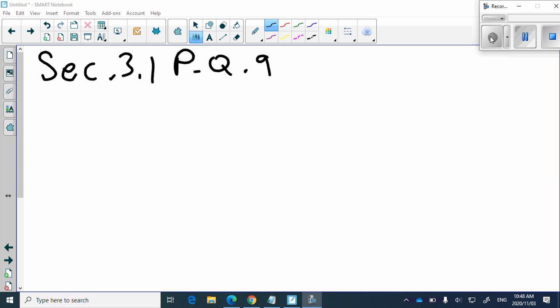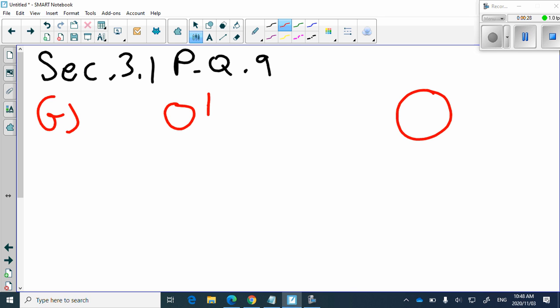Okay, kids, we're back here doing more physics. Section 3.1, practice question 9. 9A, it says calculate Earth's force of gravity on each of two steel balls of masses 6.0 kilogram and 12.0 kilogram. So let's first draw in our little g here. Let's draw these two.